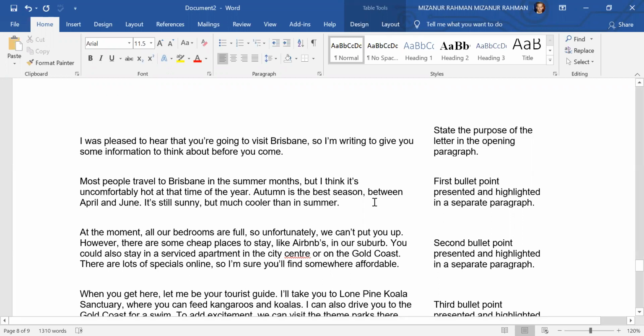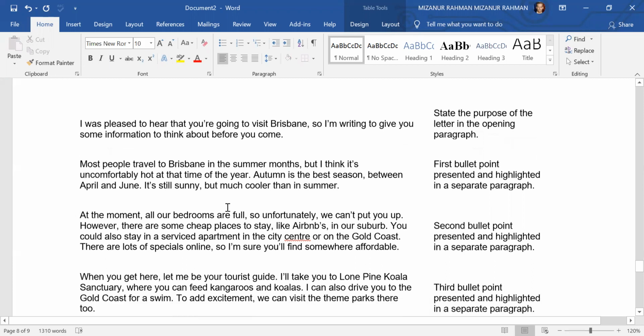Now, the first bullet point is presented and highlighted in a separate paragraph. "Most people travel to Brisbane in the summer months, but I think it's uncomfortably hot at that time of the year. Autumn is the best season, between April and June. It's still sunny, but much cooler than in summer."